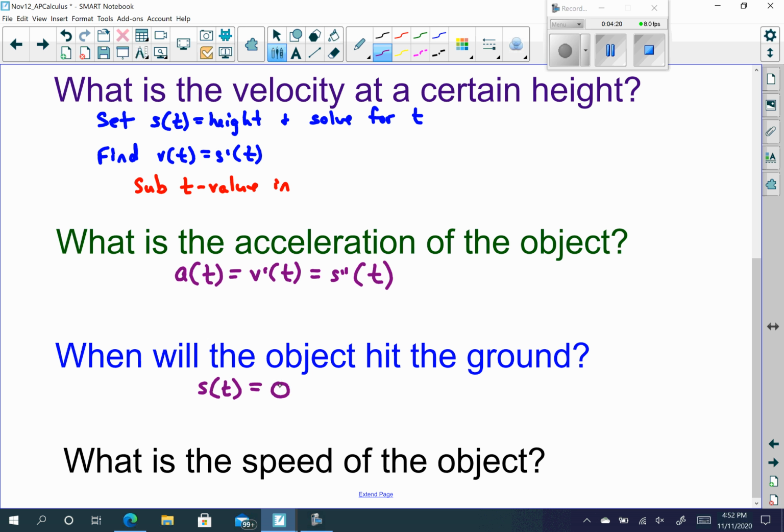Now, a lot of times we're going to get two values for this. Remember, it's on the ground right before the time starts. So we have to know when that's going to be. So that t should be equal to 0. And then as well as when the trip is over, when it hits the ground again. So the two time values that you get there, you should be able to separate them and know which one is at the beginning and which one would be at the end.